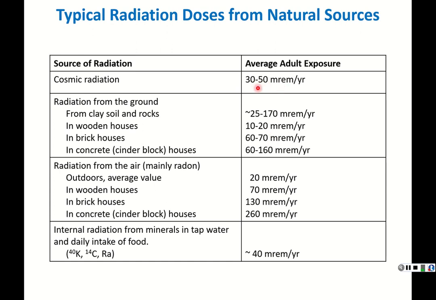Radiation from the air, if you're outdoors, is about 20 millirem per year, but inside it can be, again, much higher. Internal radiation from minerals in the tap water or daily intake of food is about 40 millirem per year. Okay, so these sources of radiation are all sort of similar in scale to each other.